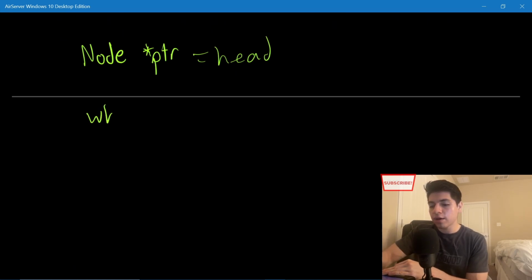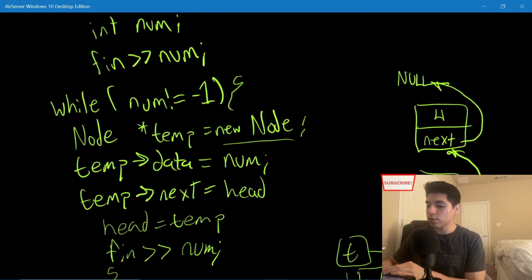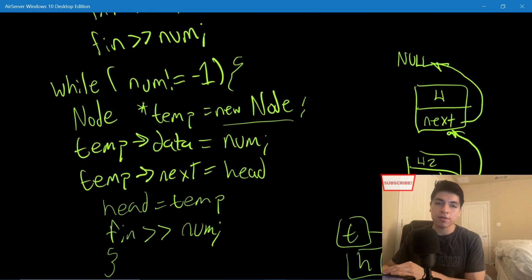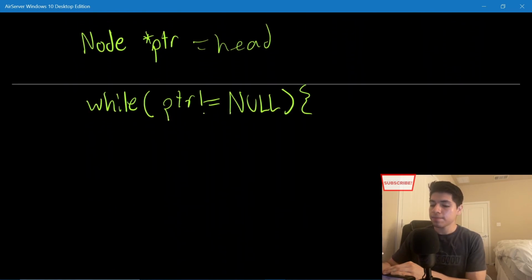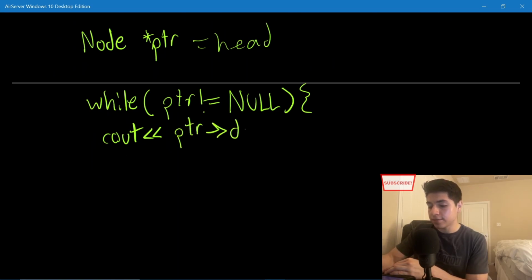And then we're going to start a loop to go through the whole thing. So we're going to do while ptr does not equal null, it is going to go through the loop. The reason we want to make it not equal null is, as we recall right here, null is the end of our list. So inside the loop, you want to print out the data inside of the pointer. So to do this, you're going to do ptr data.